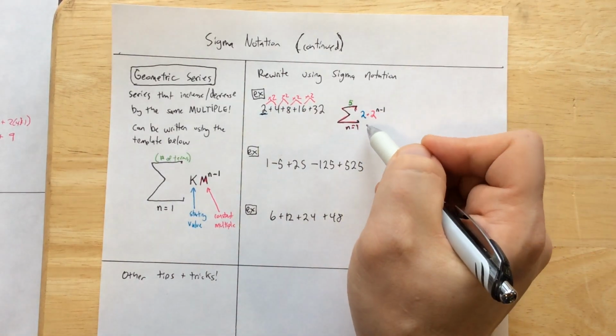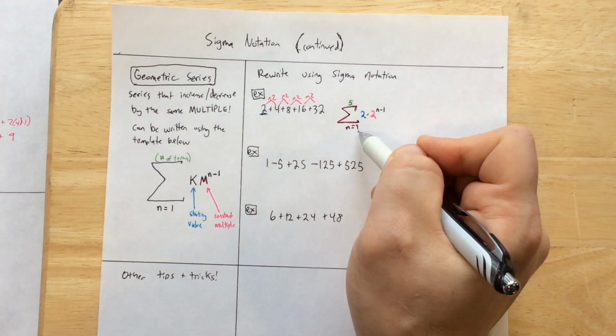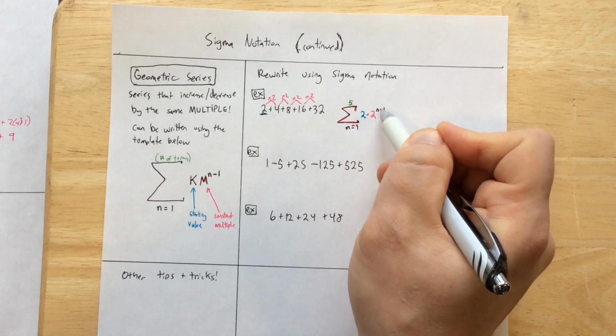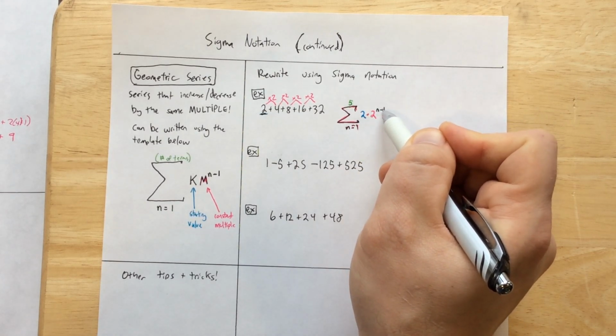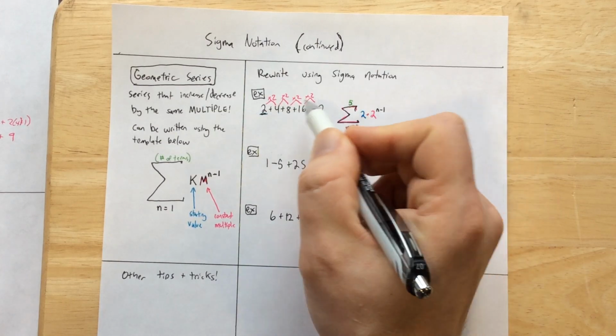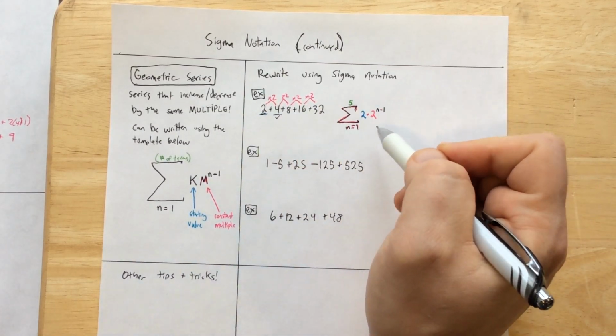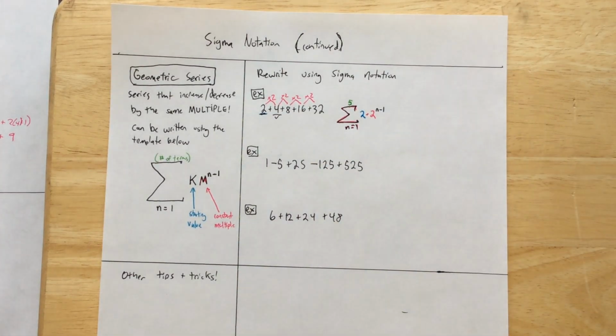And does it continue to work? If we plug in 2, our next value, 2 minus 1 is 1. 2 to the first power is 2. 2 times 2 is 4. So that worked for that number too. And we can continue to plug in, and we'll continue to see that it works.